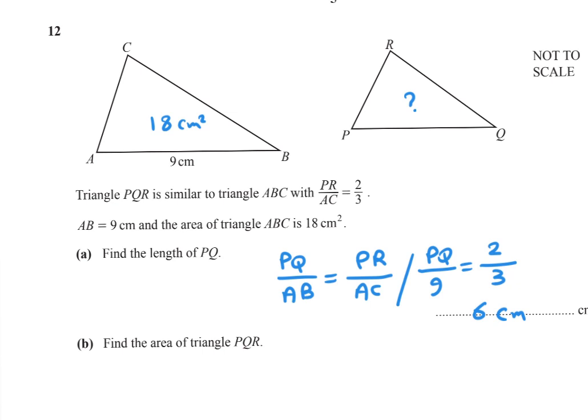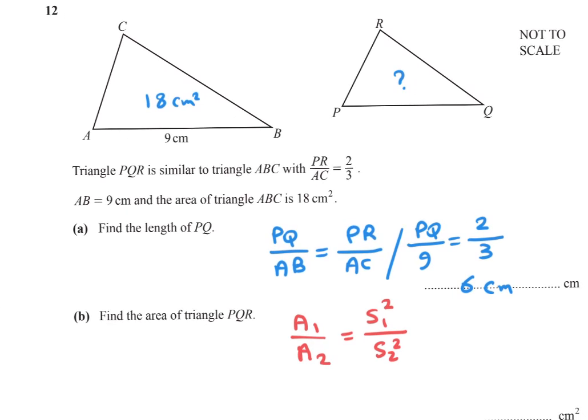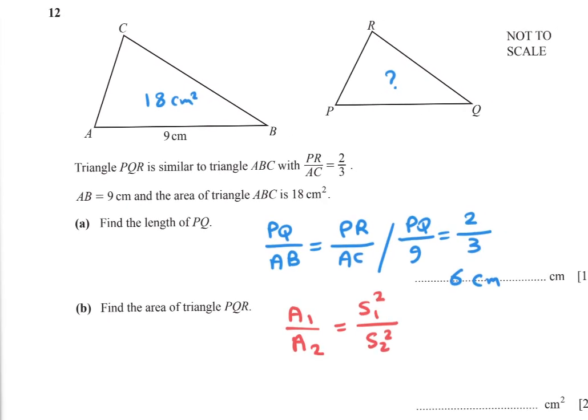Also, if we have similar shapes, we multiply by 2 over 3 squared. Yes, we can do that, but we can use this formula, which is easier. Area 1 over area 2, the area of the first triangle over the area of the second, equals side 1 squared over side 2 squared, or equals side 1 over side 2 all squared. So the ratio between their areas is the square of the ratio between their sides.